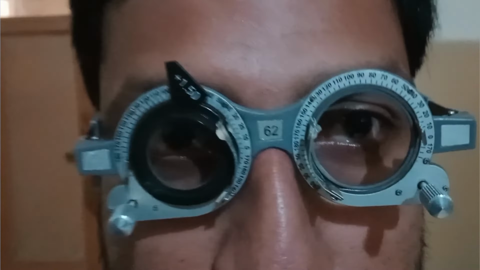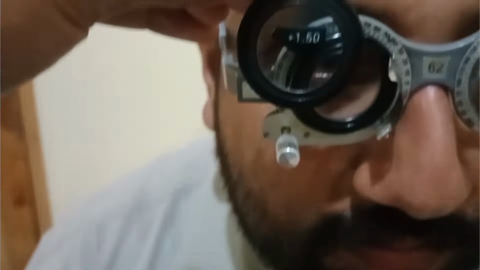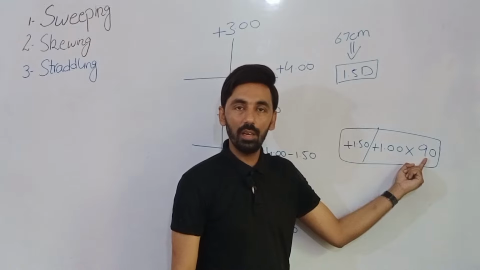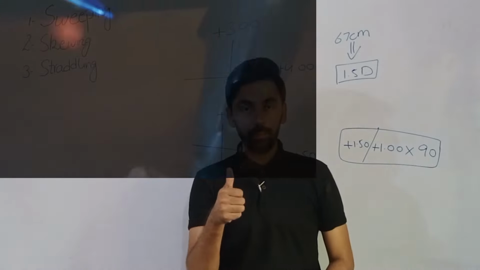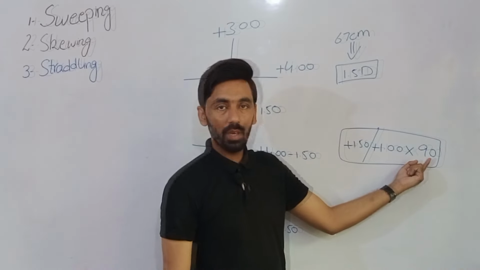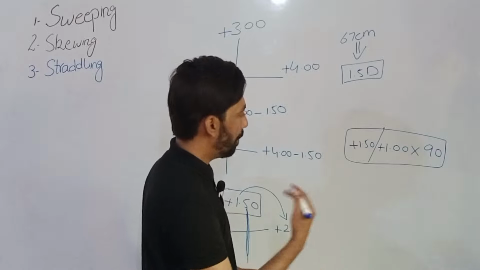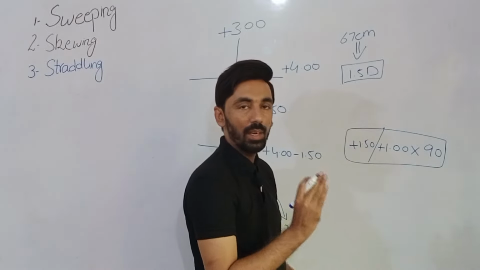Again, our spherical correction was plus 1.5, which is already before the patient's eye. The cylinder is plus 1, which is already introduced before the patient's eye, and the axis of the cylinder is at 90 degree. Now we will turn on our retinoscope again, right? And as our axis is 90 degree, I will put the streak of my retinoscope at 90 degree.